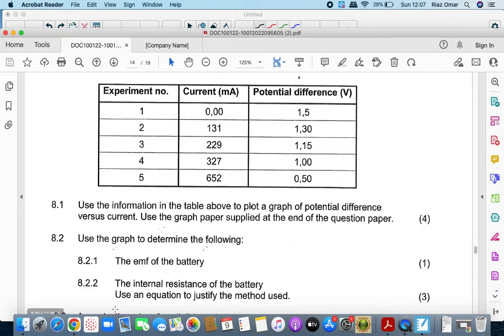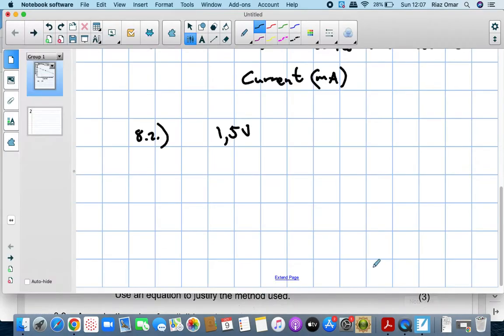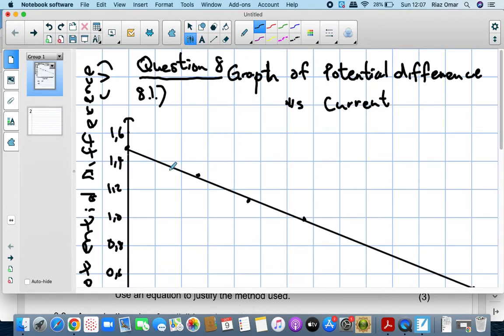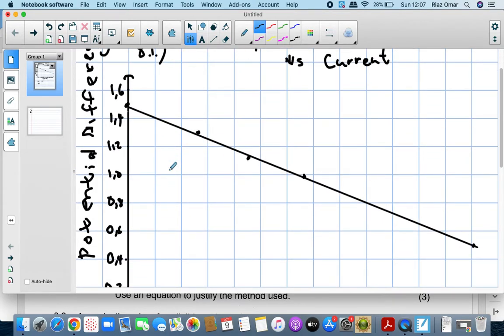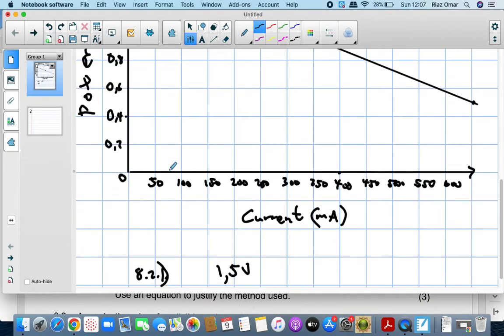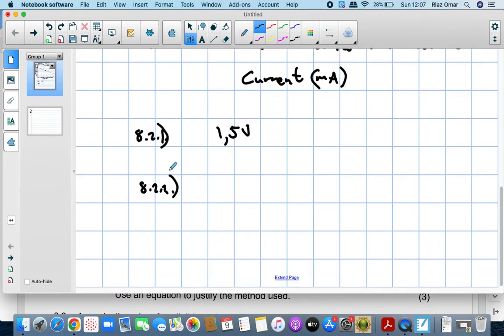The internal resistance of the battery, so if you have to work that out, say this is 8.2.1, let's just put it 8.2.1, and this is 8.2.2. If you have to work out the internal resistance of the battery, what we'll do is work out the gradient of the graph. Gradient is equal to delta y over delta x. So what's your change in values? You can take different values.